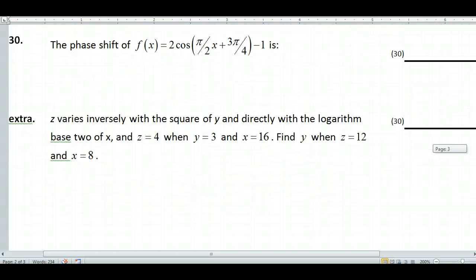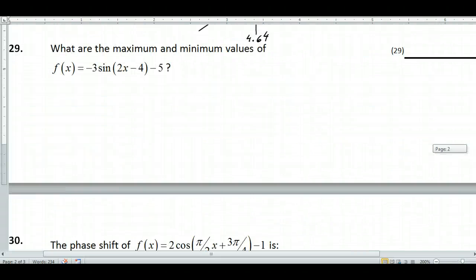Okay, these two questions, we've done them in class. Maximum and minimum value, so you know what you're doing, right? This is a vertical shift.